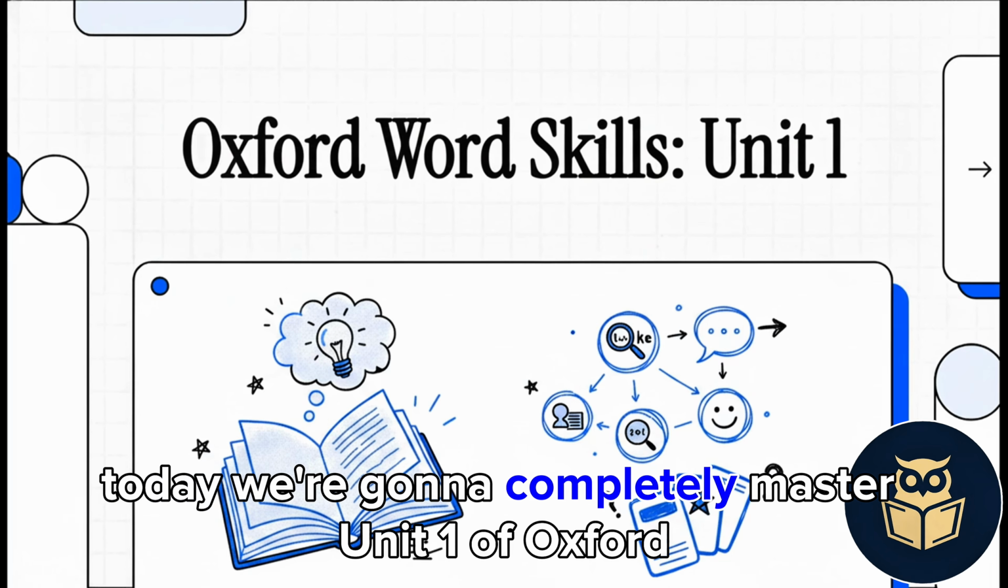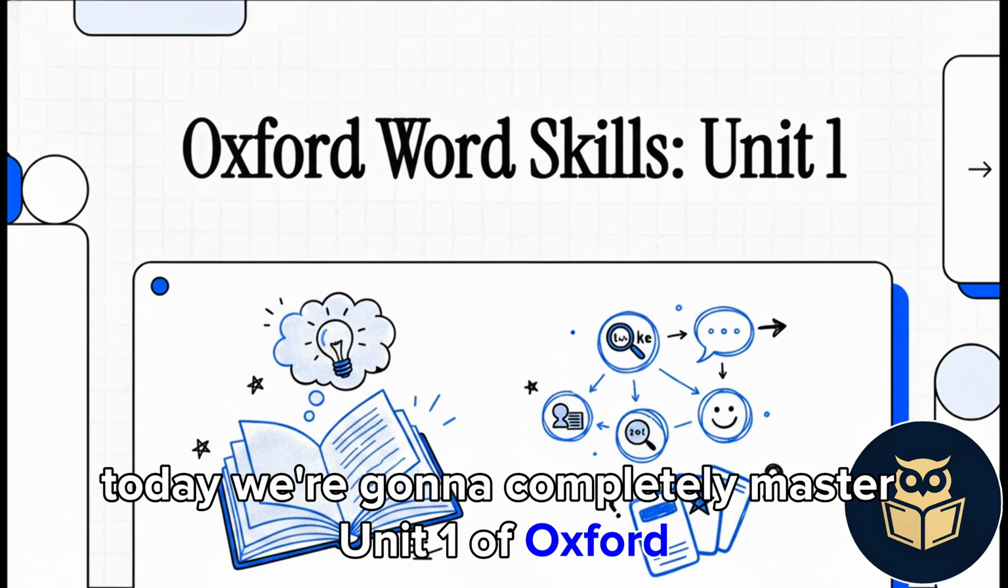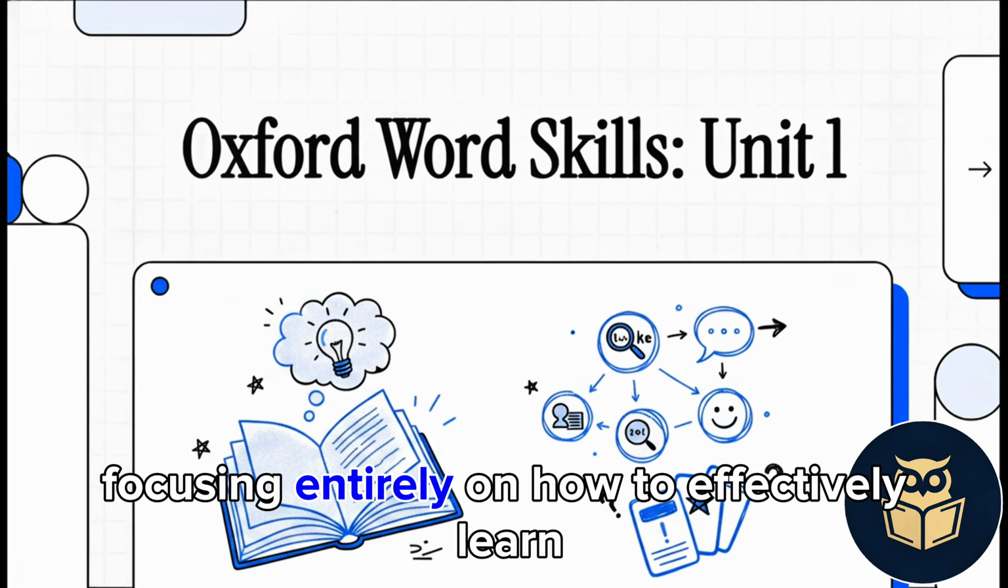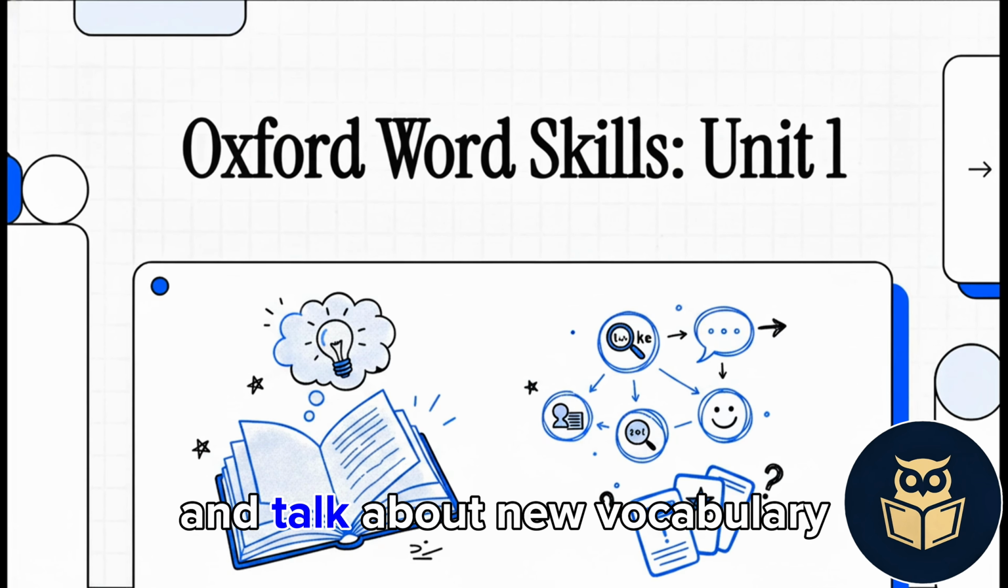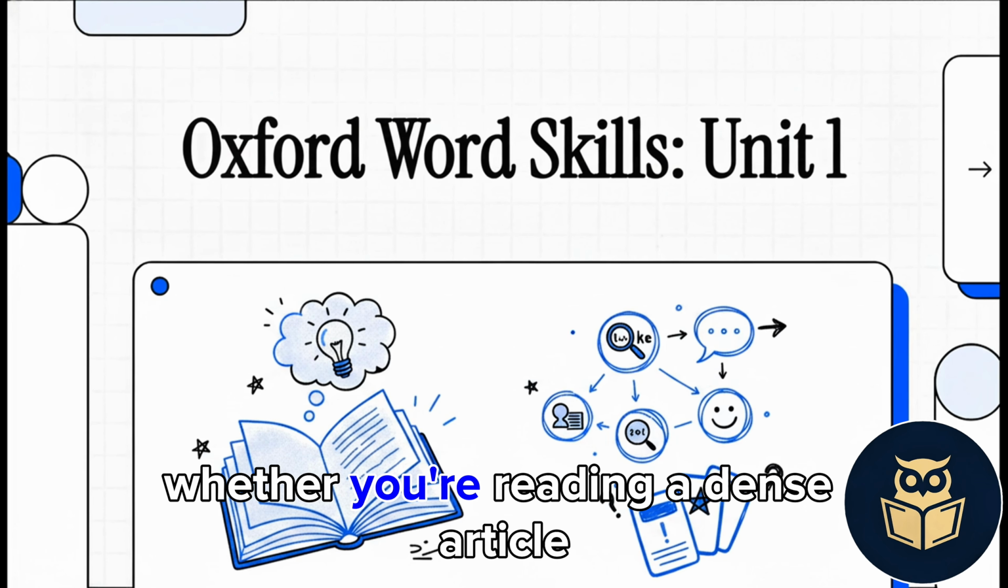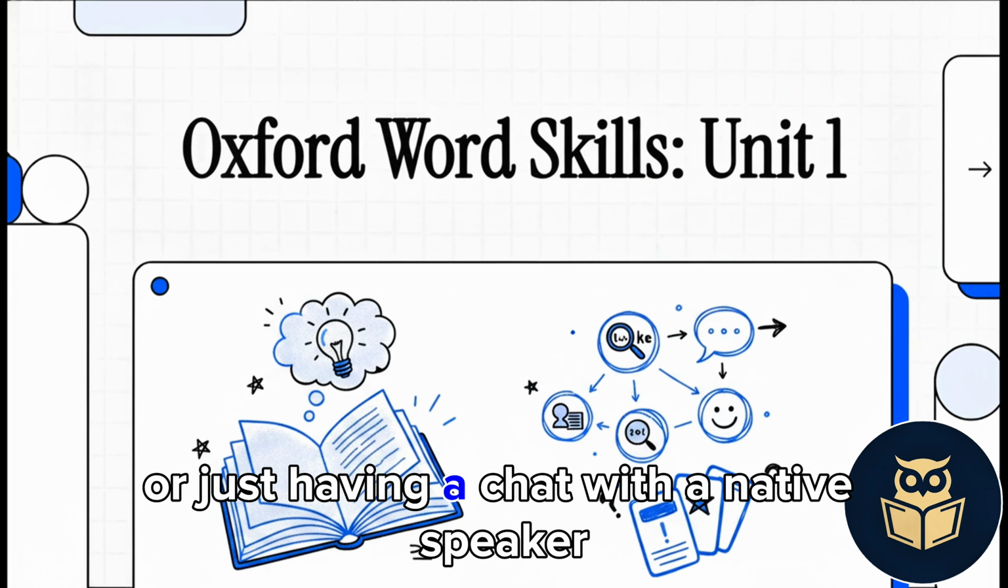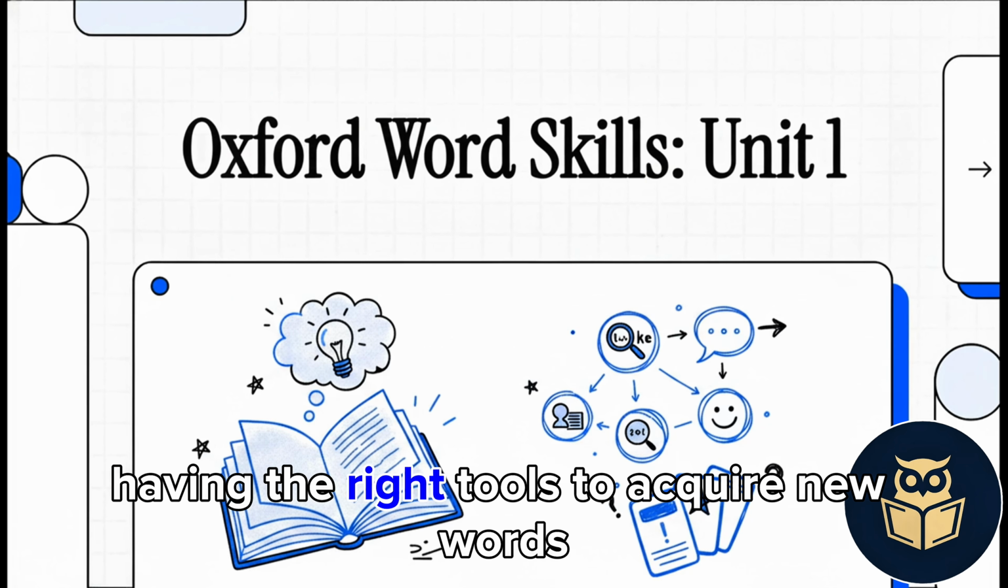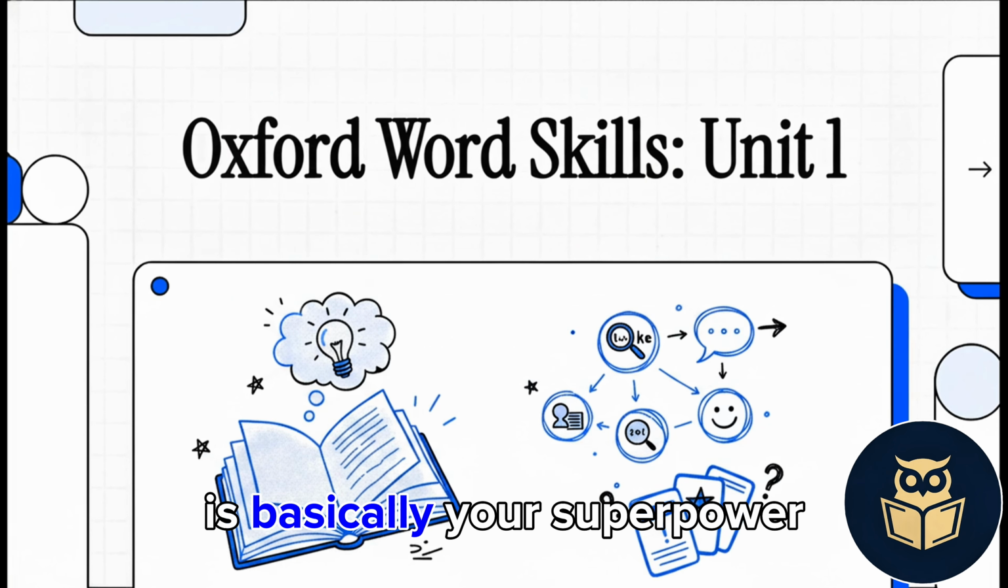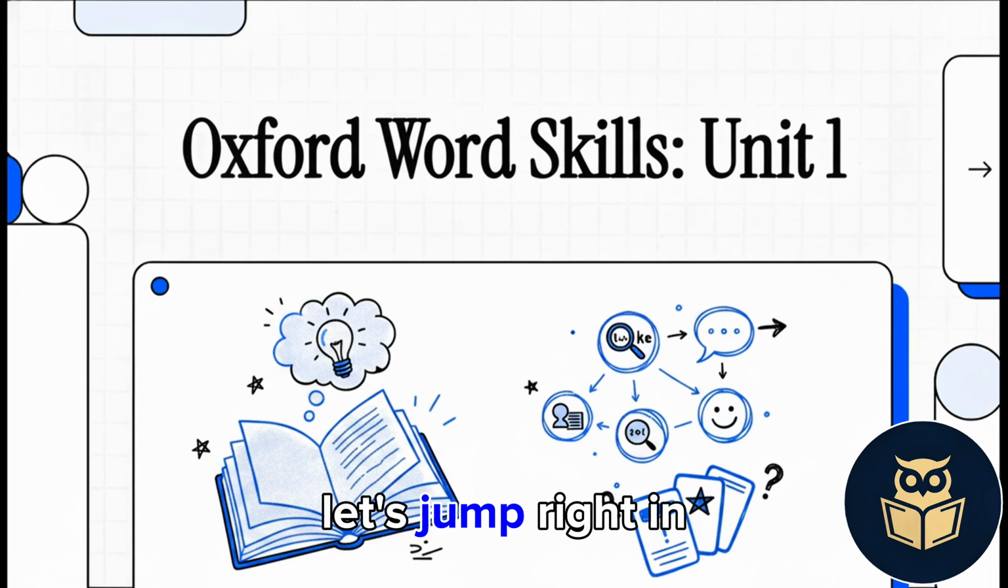We're going to completely master Unit 1 of Oxford Word Skills, focusing entirely on how to effectively learn and talk about new vocabulary. Whether you're reading a dense article or just having a chat with a native speaker, having the right tools to acquire new words is basically your superpower. So let's jump right in.